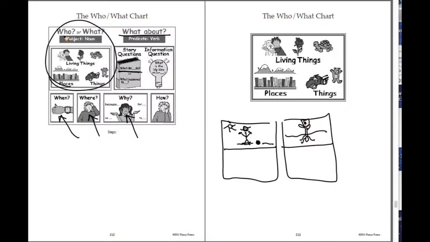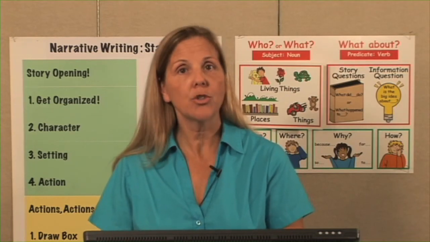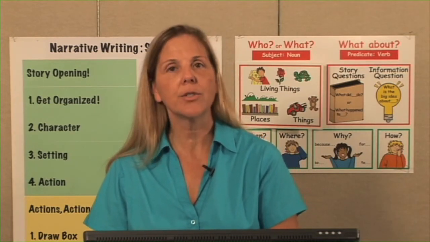I would ask them, who or what is this information about? A plant. What about a plant? What information are you telling me about a plant? A plant needs water to grow. Ooh, so make sure you have your water up there. Say it again. A plant needs water to grow. And then they would write their sentence.